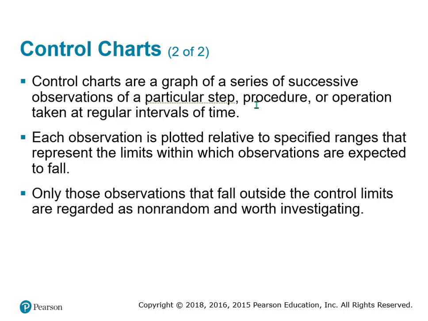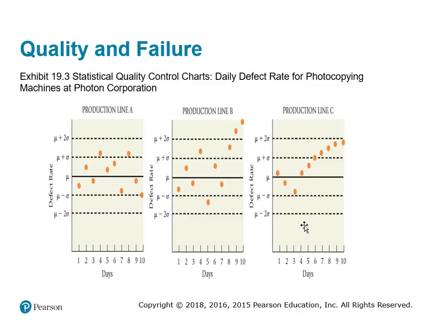There are a series of successive observations of a particular step, a procedure, or an operation, and each observation is plotted relative to specified ranges that represent the limits within which observations are expected to fall. And here's a real nice example of the daily defect rate, and you can see these are all random. This is random, but it's got something weird happening in here, toward the end when you get to 10 days. And this is product line C. You've got a definite process that would not prompt investigation, but maybe would be misleading.